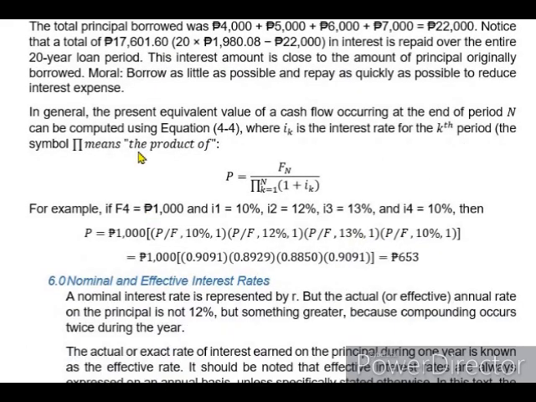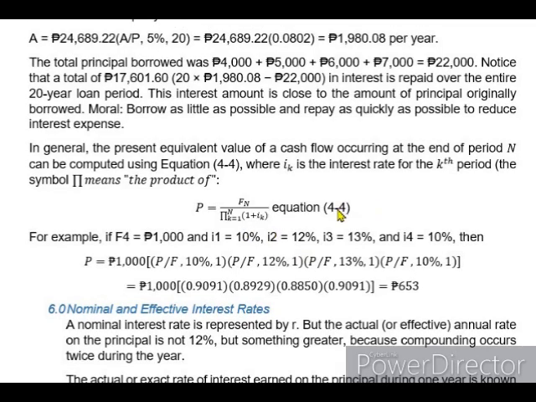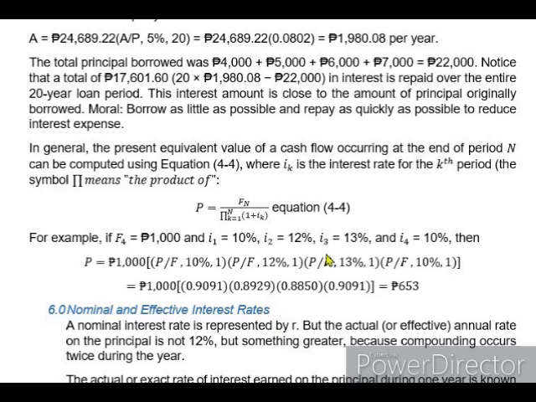So, next, in general, the present equivalent value of cash flow occurring at end of period end can be computed using the equation 4-4. So, itong equation na to, guys. Okay? For example, ayan, meron kang F sub 4, okay, is equal to 1,000 pesos. So, I sub 1. So, dito, guys, yung mga F sub 4, sabihin yung future amount sa period 4, okay? Tapos ito yung mga naiiba-ibang interest rate, okay? Sa period 1, ito yung interest rate, period 2, 3, and 4, naiiba-iba.